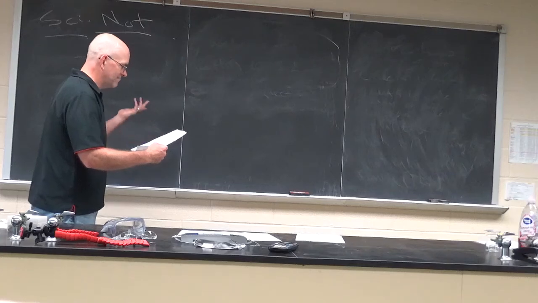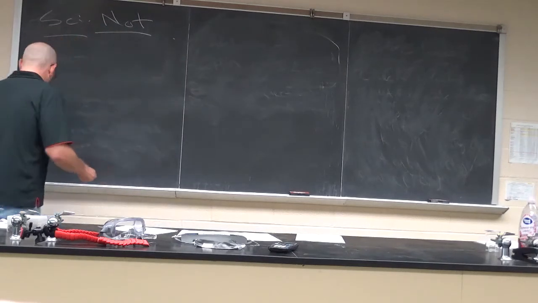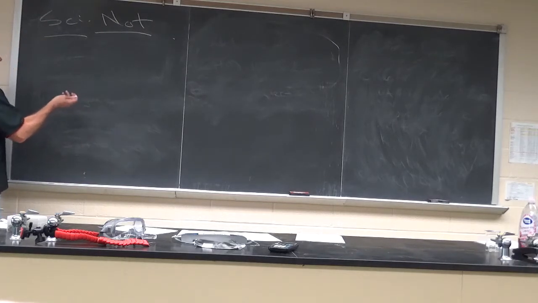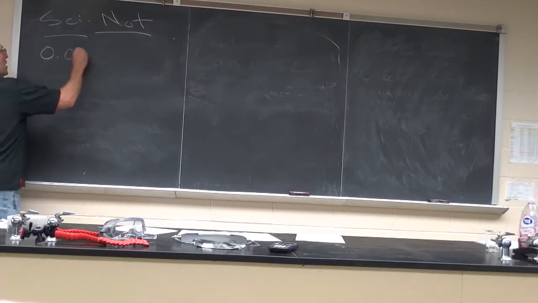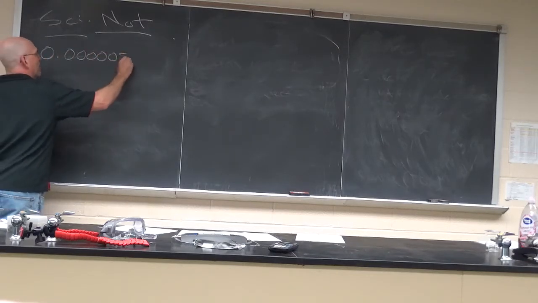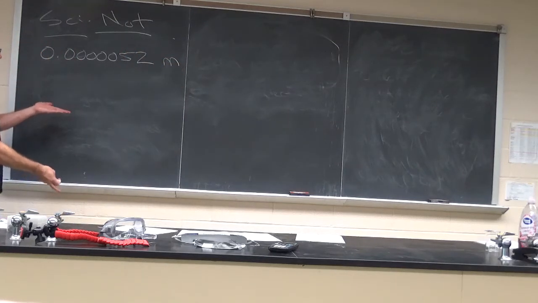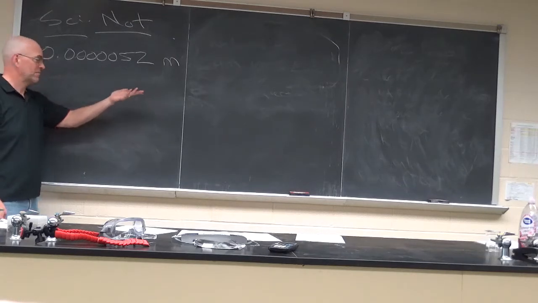I can use lots of these. I'm just gonna make a few up. So say we have a number that's really, really small. This might be the size of an atom. I'm just going to make a number up. So say something is 0.000052 meters long. Now, I don't know what that would be. That would probably be something like a large biological molecule or something like that.